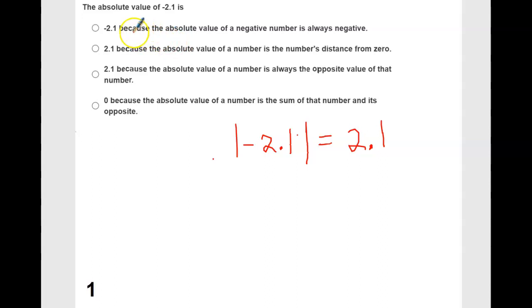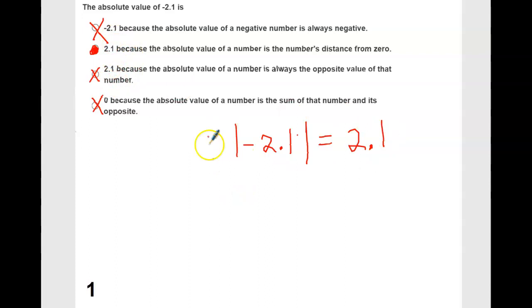So looking at my possible answers, I know this one and this one are not going to be true because they say negative 2.1 because blah, blah, blah, and 0 because it gives a reason for that. So it's going to be one of these two. So let's read these. Positive 2.1 because the absolute value of a number is the number's distance from 0, and that was exactly what I just said, so it's going to be that one. And 2.1 because the absolute value of a number is always the opposite value of that number. That's not always going to be true, so that's not going to be the answer.